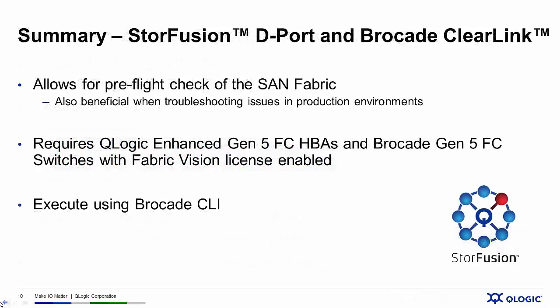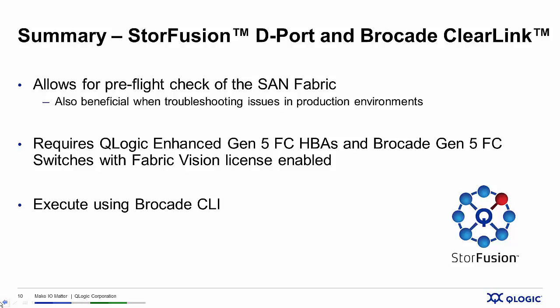So in summary, Dport and Brocade ClearLink provide you the ability to do a pre-flight check of a SAN fabric before you put it into production. Now, this can also be very beneficial in reducing the amount of time spent troubleshooting if you've got issues in your production environment as well.